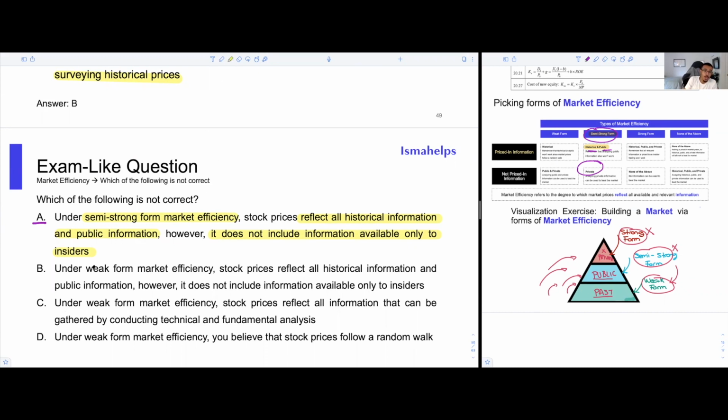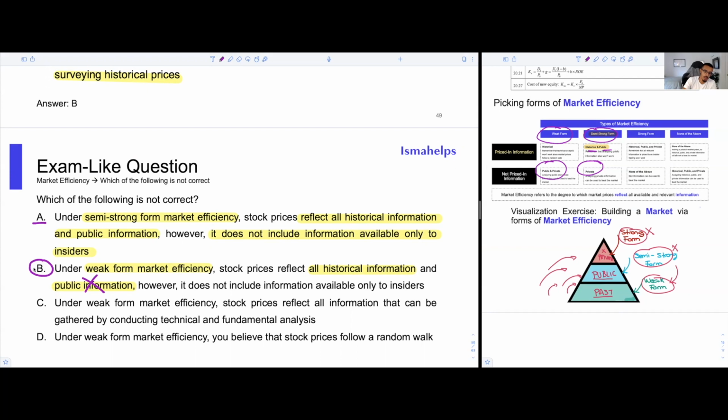B says that under a weak form of market efficiency, stock prices reflect all historical information and public information. Already there, you could stop, right? Because we know that under a weak form of market efficiency, there's only one type of information that is priced in. In other words, there's only one type of information that investors could not use to benefit and to yield abnormal returns. It's historical information. For that reason, we know that under a weak form of market efficiency, investors could benefit by using public and private information. So in this case, this thing right here, which I'll highlight in purple, is really what we shouldn't have. Okay, so B is definitely incorrect.